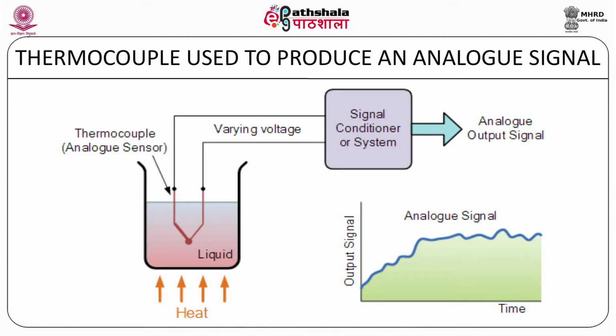Now how does a thermocouple produce a signal, which is shown in this picture in the slide, in the animation? The thermocouple is an analog sensor. For example, you are heating the liquid, and the temperature varying the voltage will be sent as a signal, and the analog output will be given as a signal. This is a continuous process, so you will get time versus output signal. It will be continuously changing and it is not a static one.